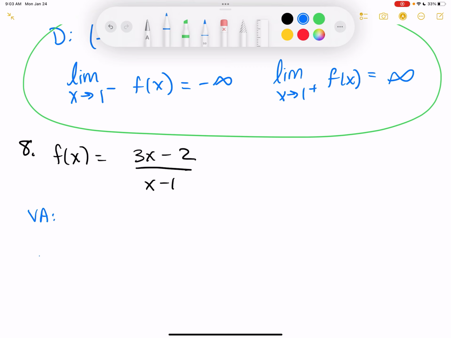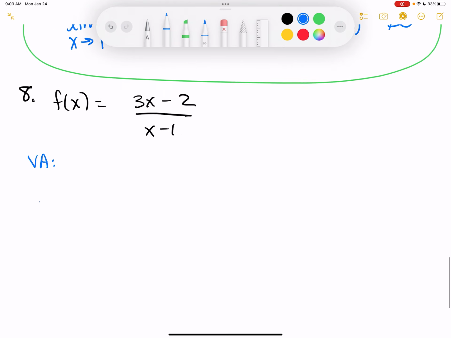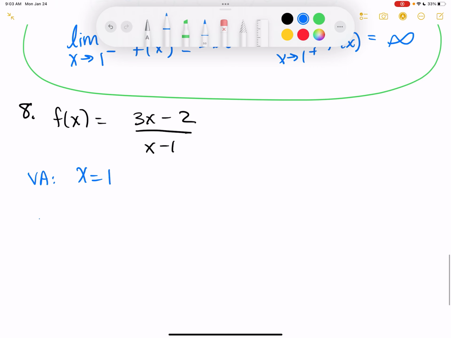Where do the vertical asymptotes occur? It's when the denominator is equal to 0, so it's the same way we were finding domain. Okay, so where's the denominator 0? When x is equal to what? Okay, so the vertical asymptote is at x is equal to 1.